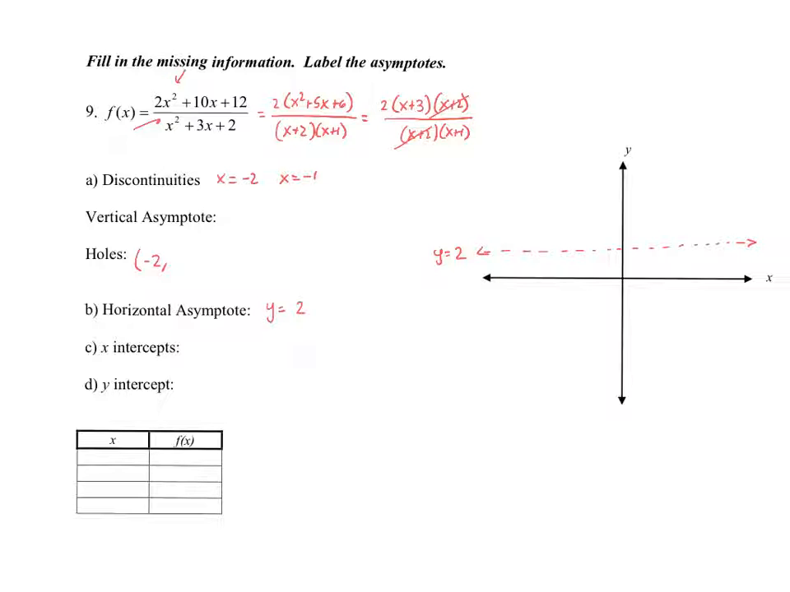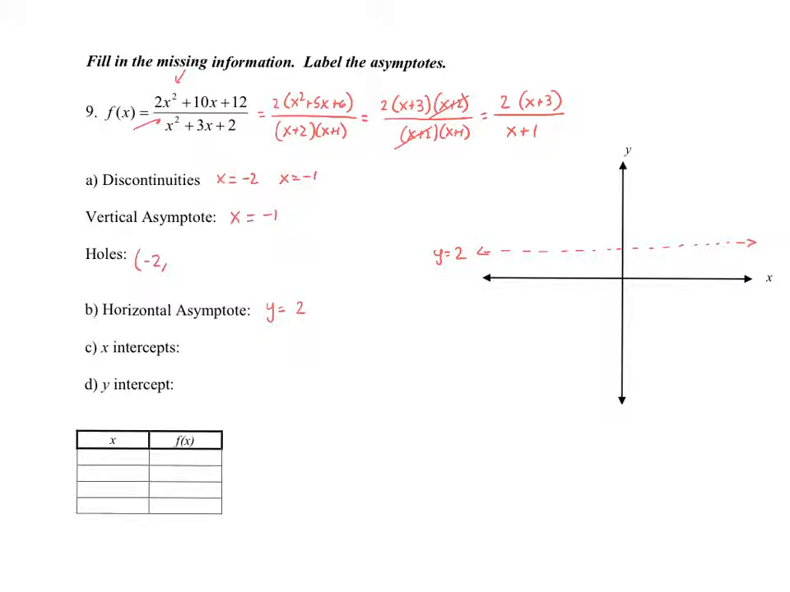I noticed that the factor x plus 1, which corresponds to the discontinuity x equals negative 1, does not cancel. It's left over in my function. And so since it's left over in the denominator, that's going to correspond to a vertical asymptote. So I know there's a vertical asymptote where x equals negative 1.